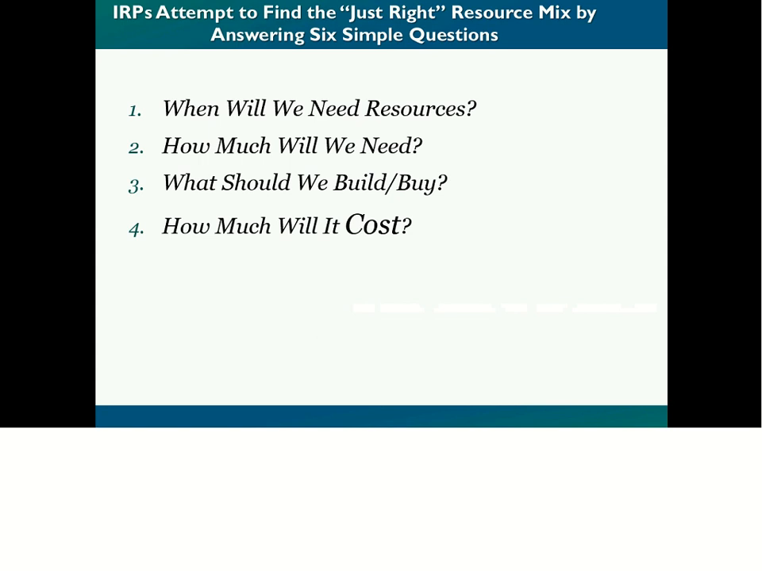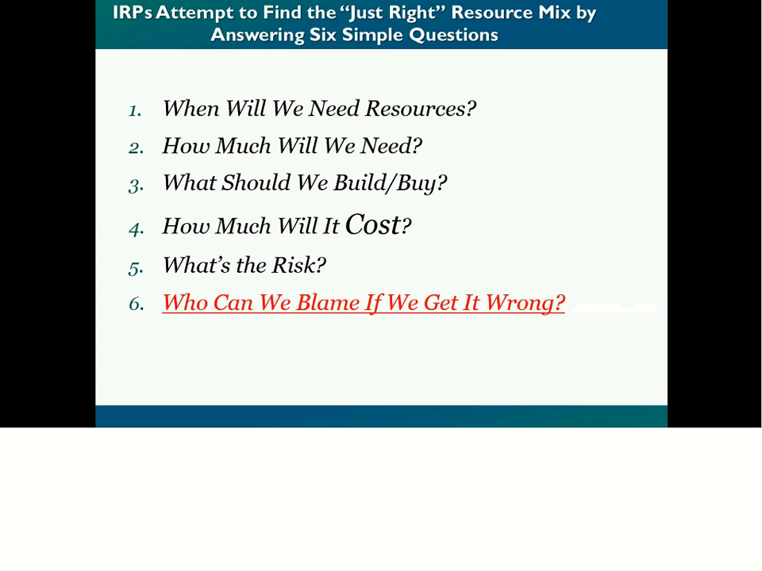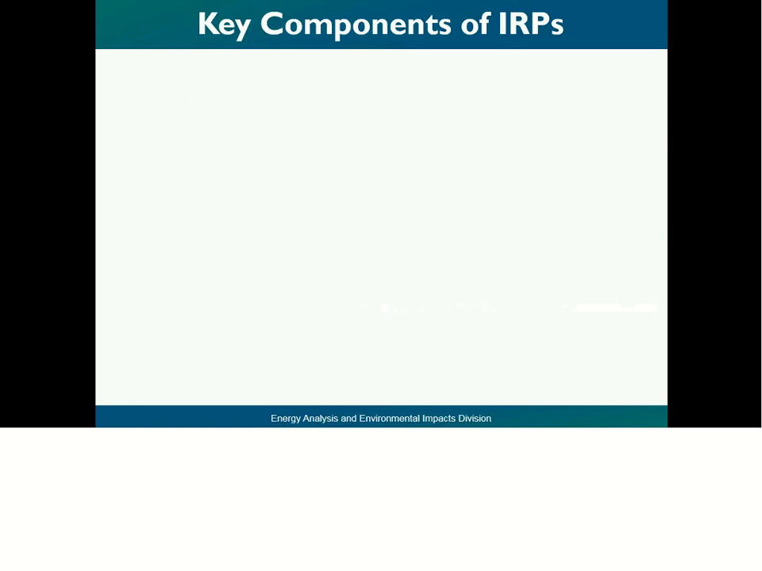How much will it cost to buy it? What are the risks associated with that? And then for the staff who's preparing the IRP, who do we blame when we get it wrong? And as a staff, that's a really important question to answer, and it's actually the first one that you have to answer. Okay, key components.